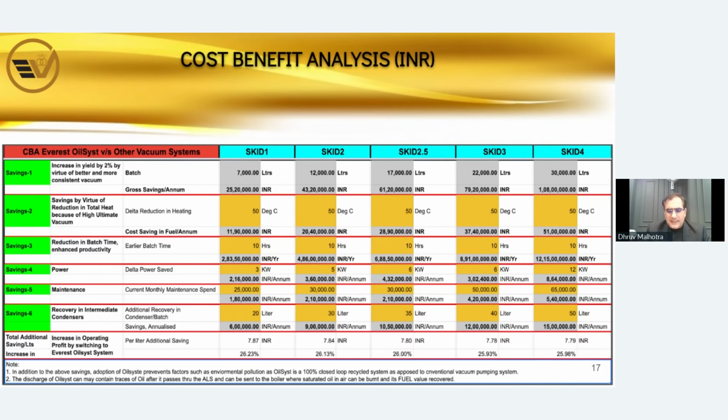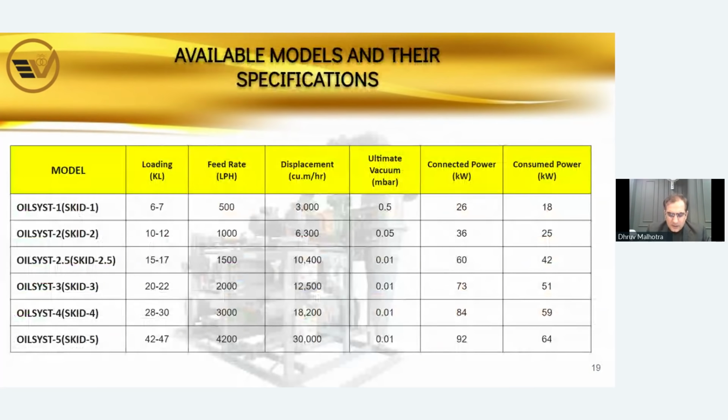The same analysis we have also translated as a cost benefit analysis in US dollars as well. That slide is not a part of this presentation, but we would be glad to share it with each and every one of you if you reach out to us in terms of US dollar values.